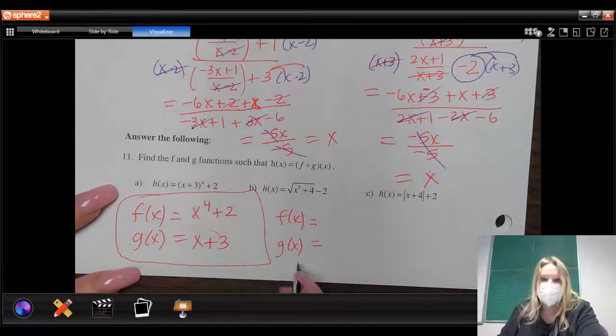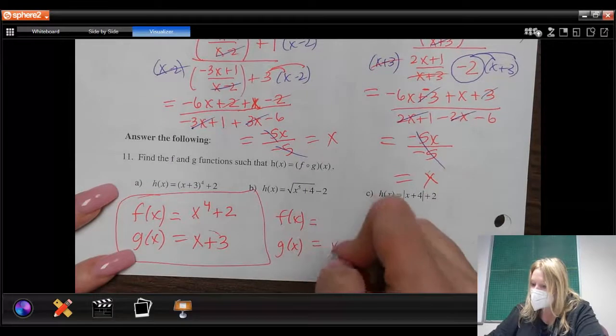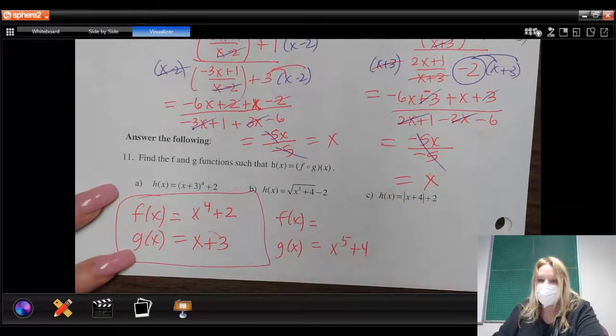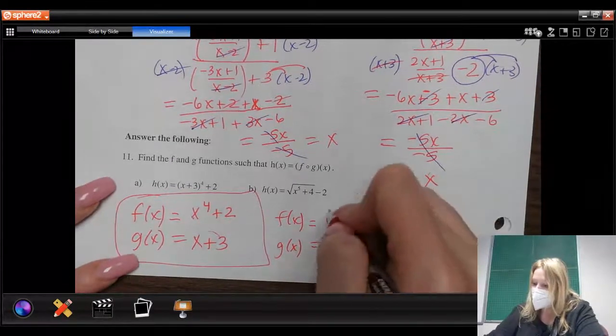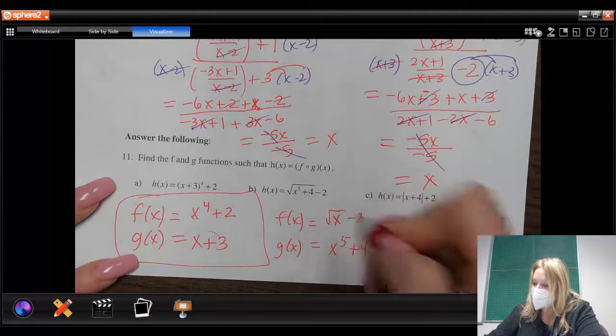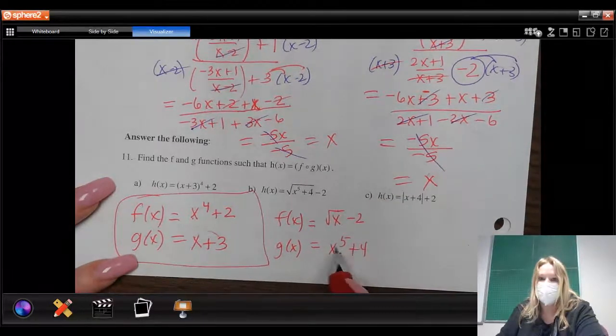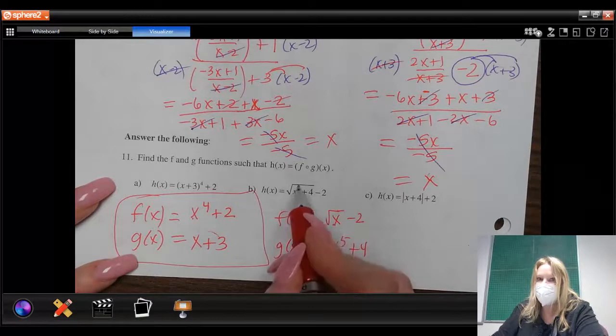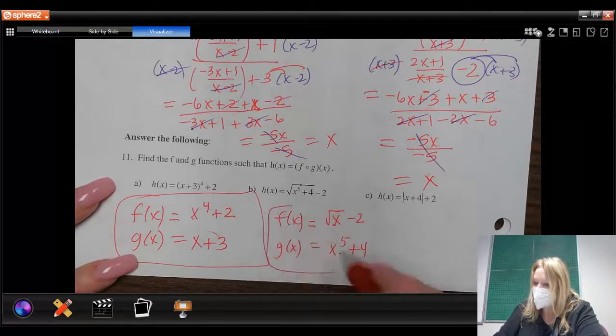Okay, so here, g of x, I'm going to make the thing underneath the radical. That way f of x is just going to be radical x minus 2. So I'm going to put the g of x into the f of x. I do get the h of x. Then I know I did it right.